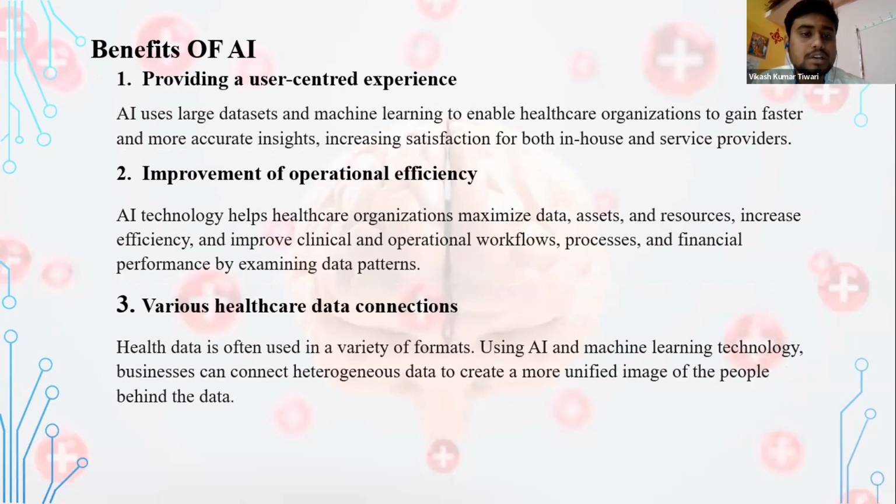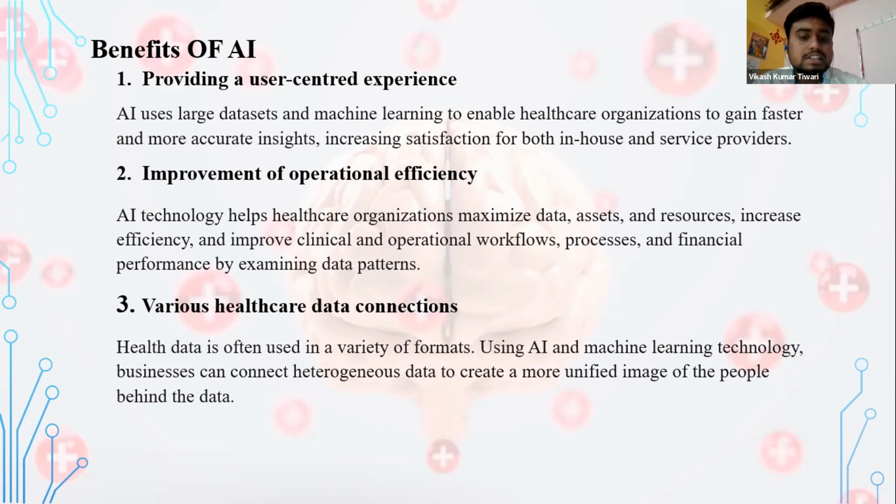Here are some of the benefits, like providing a user-centered experience, improvement of operational efficiency, and various healthcare data connections. These are some benefits of AI. For example, if people are not getting satisfaction by talking with doctors, then by providing a good experience we can ask them what problems we have and what benefit we get, and we come to know all these things. And we can get the problem solution easier and faster.